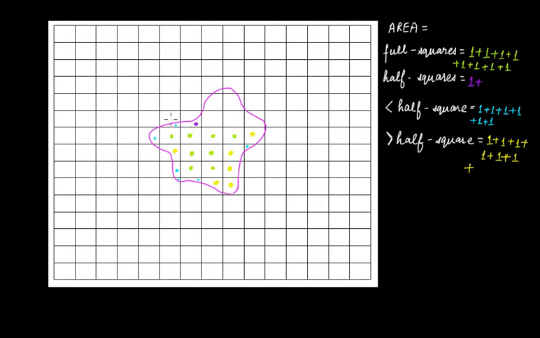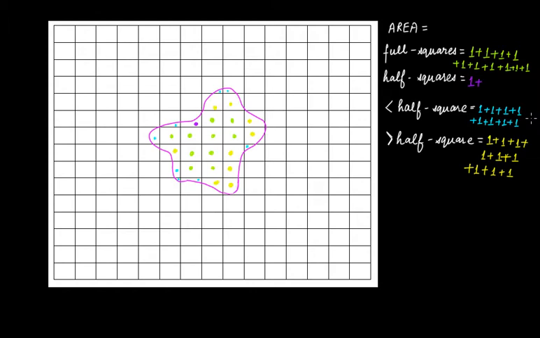And again, this is full and this is full, so plus 1 and plus 1, and it is more than half. 1 plus more than half, plus this is also more than half here, and then we have this one less than half and this one is also less than half. Plus 1 and plus 1. Now let's add all these.